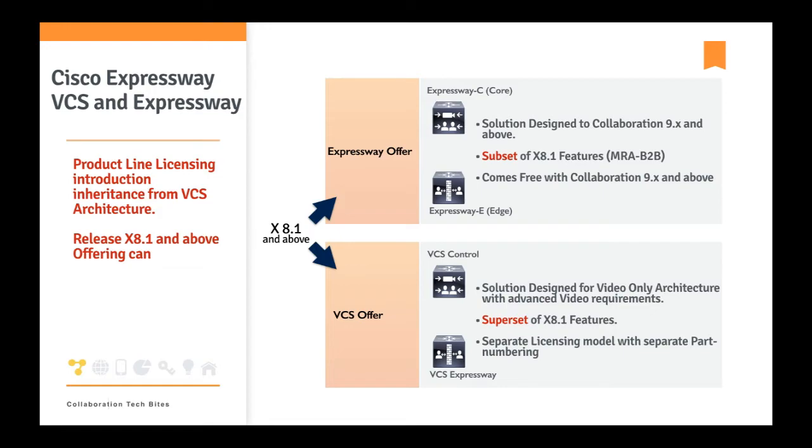So the VCS offer with 8.1 includes a superset of 8.1 features, including a lot of other features as well, more than the licensing Expressway C and Expressway E, including video registrations as well, and some enhancements of security. We will see in the next slide the difference between the two license offerings from Cisco in Expressway. Of course, it's a separate license model and a separate part number. That's why we have them separate.